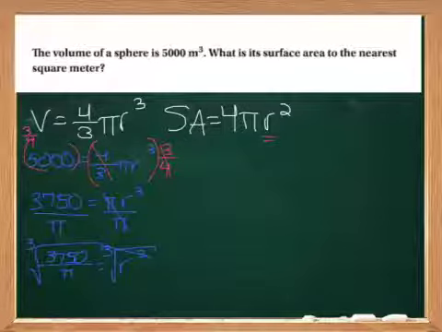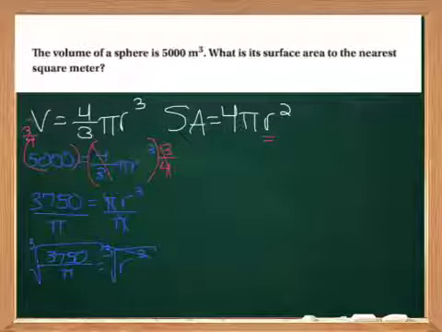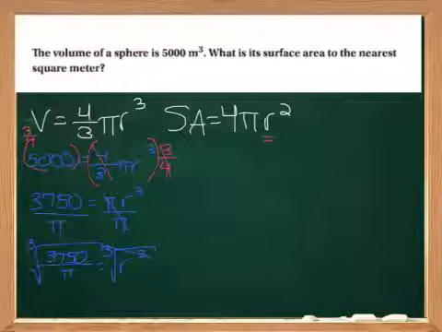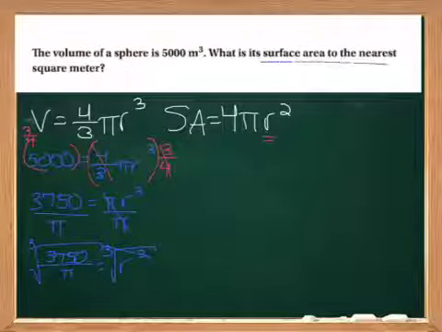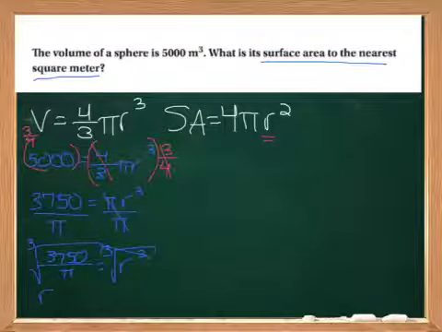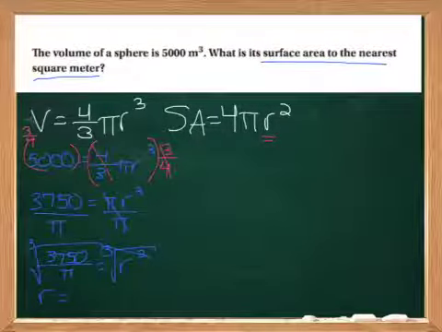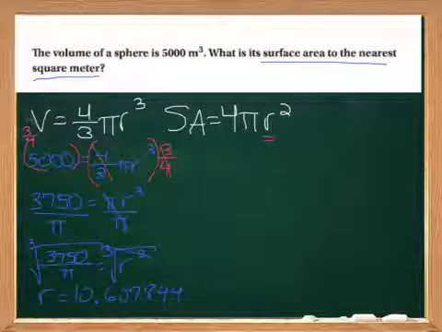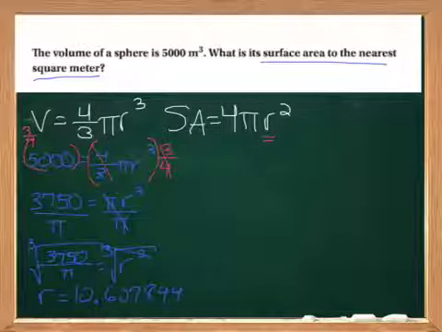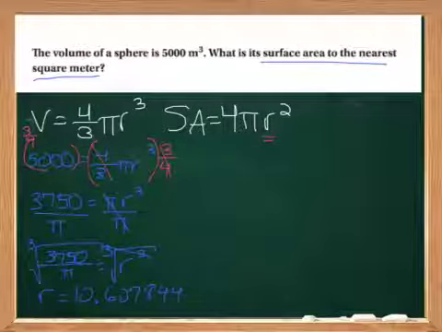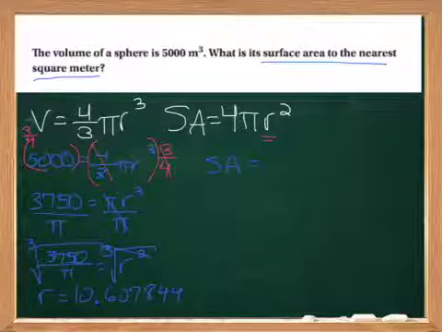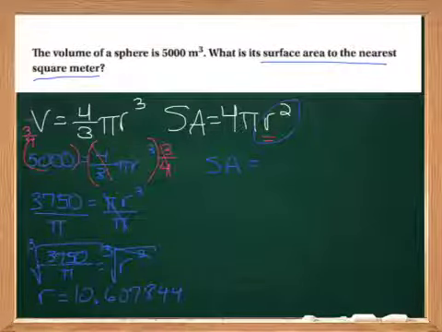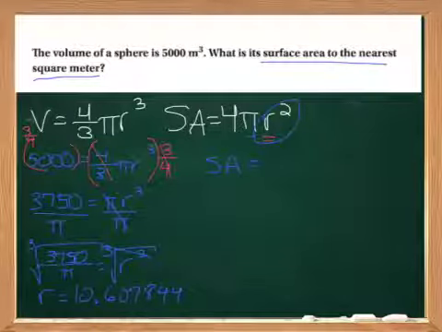So press math, go down to the cubic root of 3,750 divided by pi, and it asked us to round the surface area to the nearest square meter. So that means you're going to get the radius as around 10.607844. Don't round anything yet. You only want to round at the end. So in your calculator, you're going to do that number squared, since it's radius squared, times pi times 4.